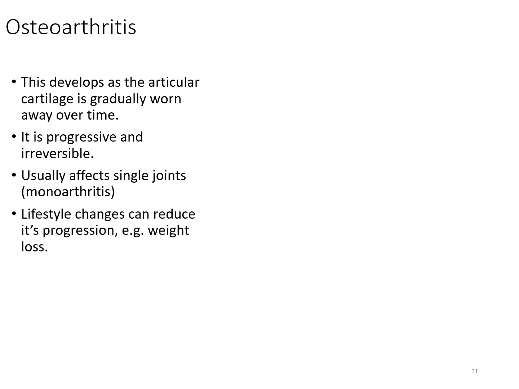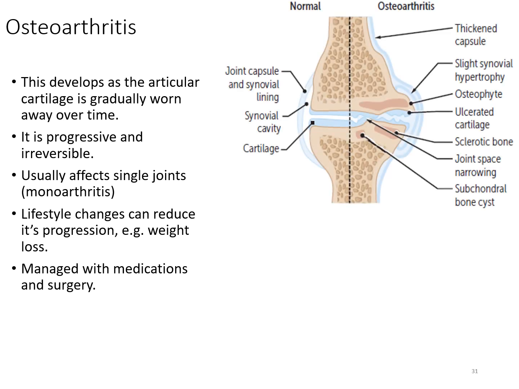Anyway, onwards. Lifestyle changes can reduce its progression. One of the biggest things that contributes to wear and tear on your joints is your weight. So if you lose some weight, then it can help reduce the progression of it, I suppose. It is managed overall with medications and with surgery.